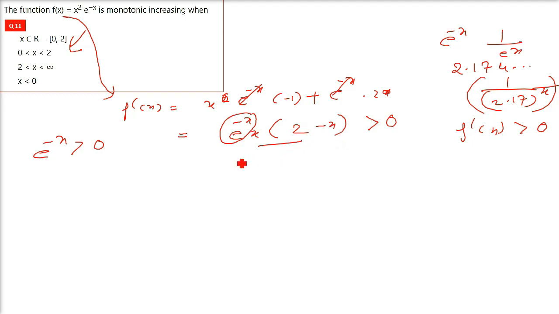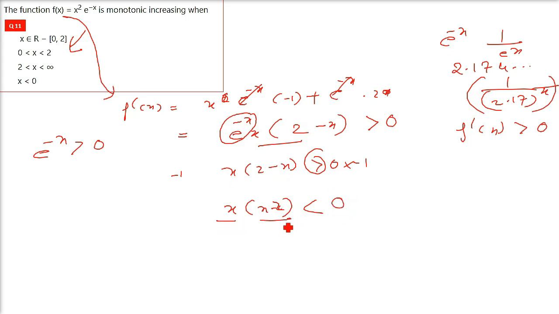Now x into 2 minus x is the thing which we need to understand. So x into 2 minus x is greater than 0. I am multiplying both sides by negative 1. What do you get? It is less than now. So if I multiply both sides by negative 1, what will be there? X into, if I multiplied negative, I am making now 2 minus x as x minus 2. So x into x minus 2 is less than 0.